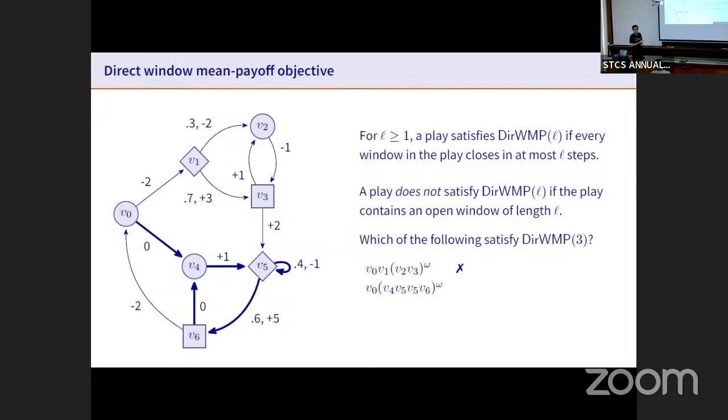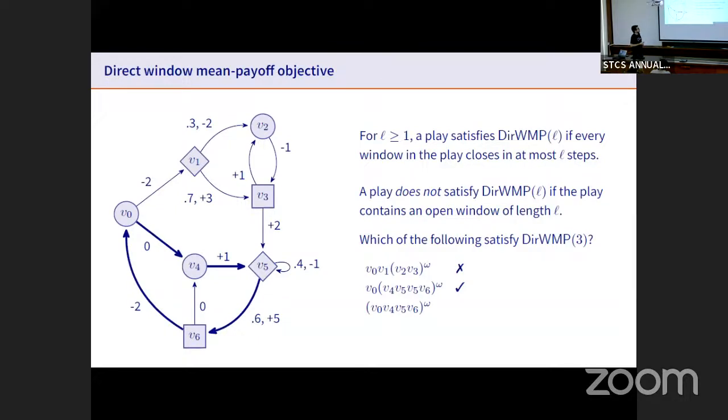This is an example of a play that satisfies the objective. All payoffs on this path are non-negative except this one. The path is V0, V4, V5. You take the self loop once, and then you come to V6 and then V4 and V5, and you take a self loop. The window starting at V5 remains negative for one step. When you take this loop, the payoff is -1, but when you reach V6, the total payoff becomes non-negative.